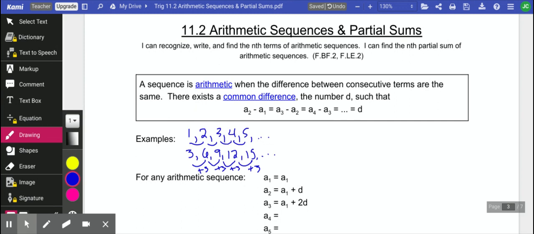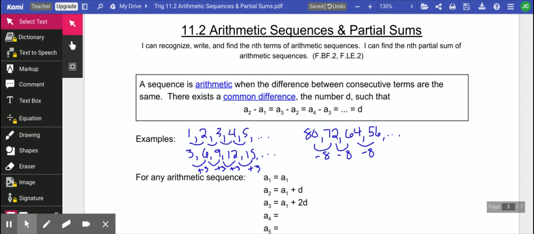Okay. The common difference can be a negative as well. So maybe 80, 72, 64, 56. Okay. So we look and we are subtracting 8, subtracting 8, subtracting 8. Okay. So these are all examples of arithmetic sequences. Now, I wanted to show you something kind of cool.